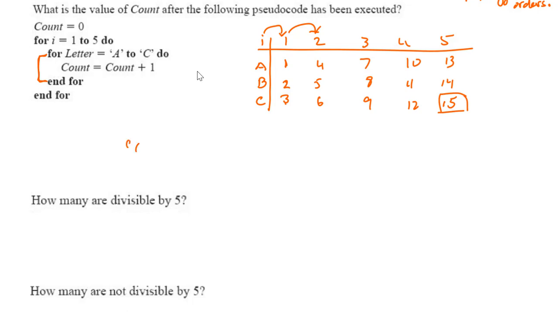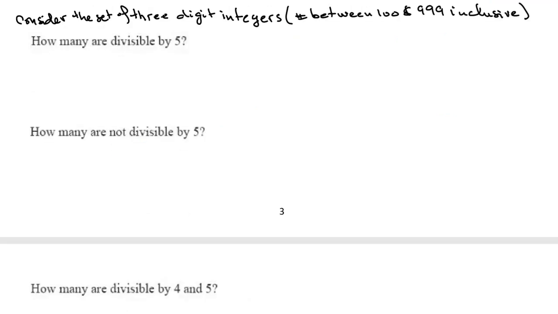So at the end, what would be the count value? So the count is 15. So let's see this example here. Consider the set of 3-digit integers. So the numbers between 100 and 999 inclusive. So that means count 100 and you count 999. The question is how many are divisible by 5?